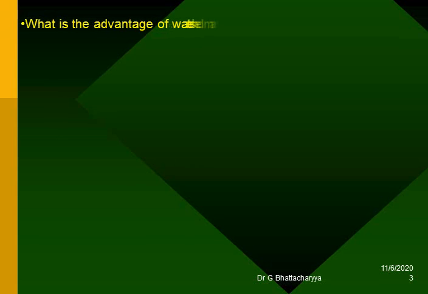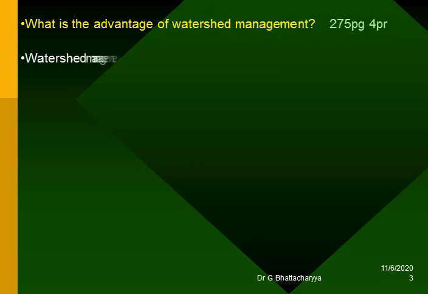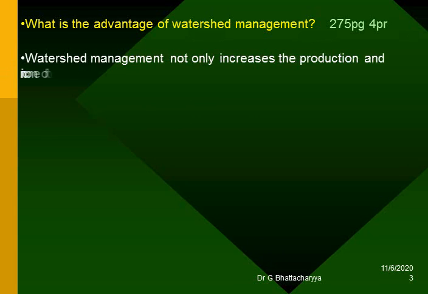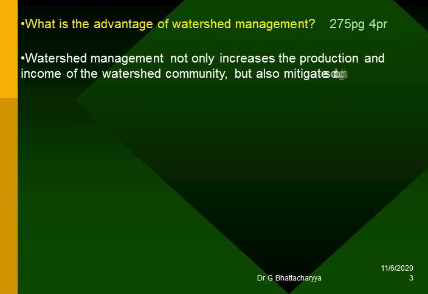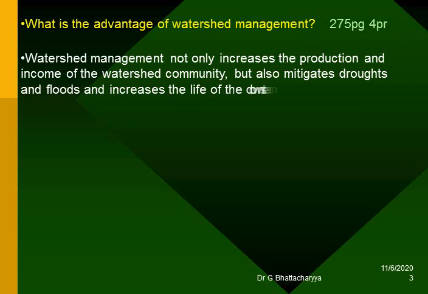What is the advantage of watershed management? Watershed management not only increases the production and income of the watershed community but also mitigates droughts and floods and increases the life of the downstream dam and reservoirs.